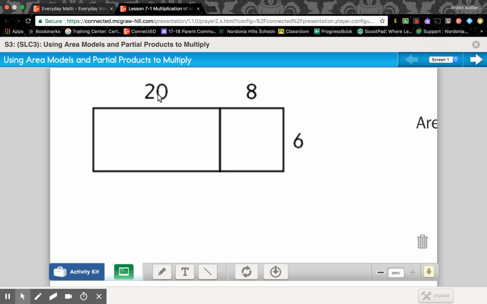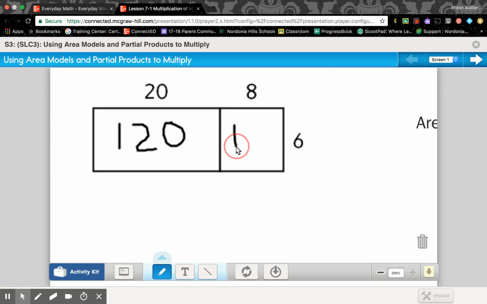So then we do what is 20 times 6, and we write in that that is 120. And then we do what is 6 times 8, and we write in that that is 48. So then we're not done there. Now I have two partial products. I have 120 and 48. What I have to do with those two products is add them up.